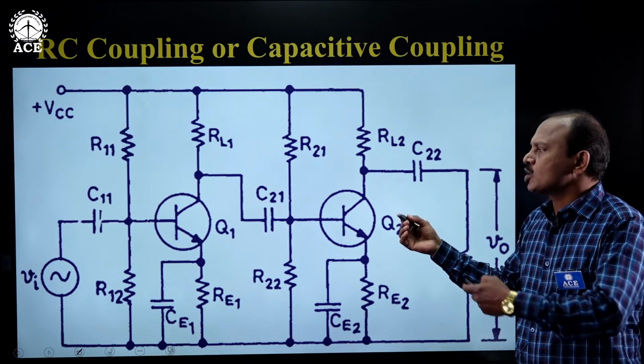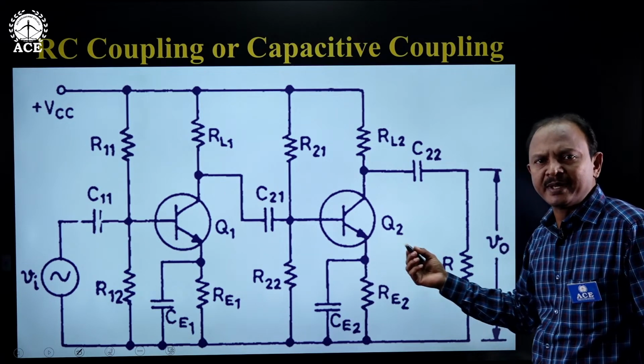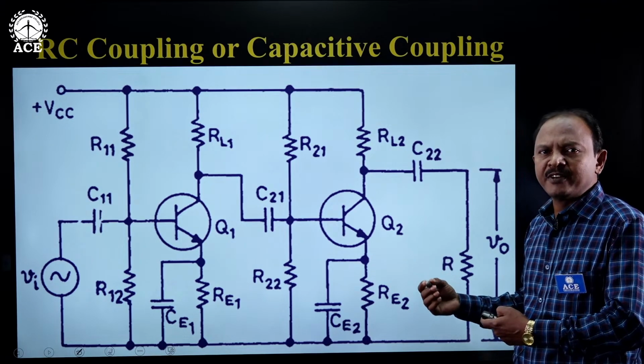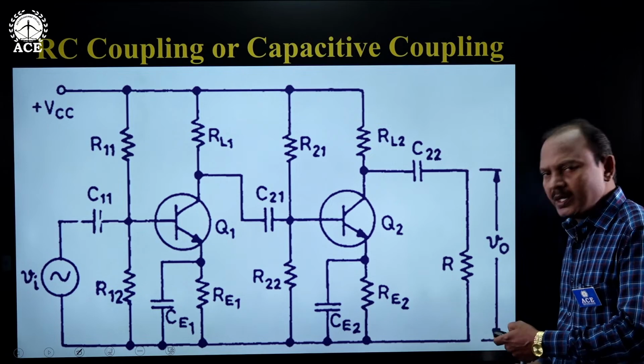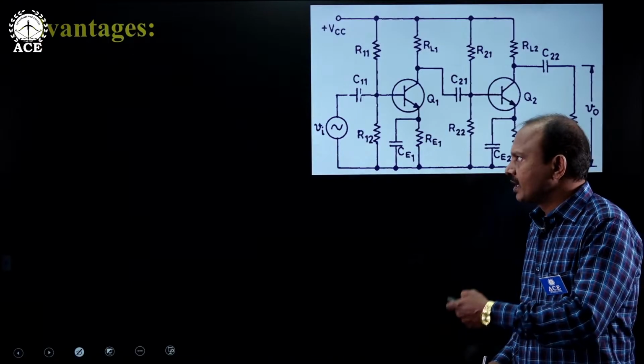Now, of course, the most popular amplifier in which RC coupling is implemented is two-stage RC coupled amplifier. Two-stage RC coupled amplifier is one of the best examples for RC coupling scheme. Now, let's consider the advantages of this amplifier first.